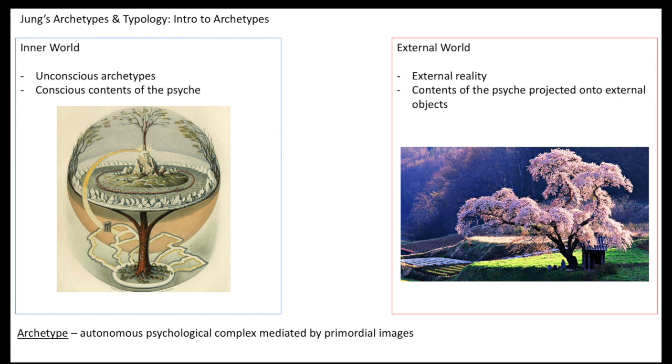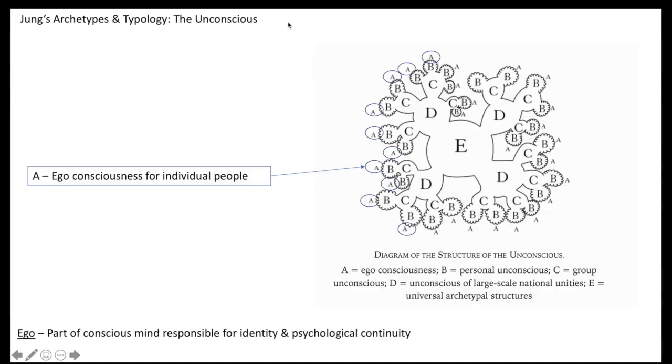This one is going to be on the unconscious. So we talked about an introduction to archetypes. Now we're going to talk about the unconscious. And this is a really weird diagram from a book called Archetypal Dimensions of the Psyche, written by Marie von Franz, who was a student of Jung, close disciple of Jung.